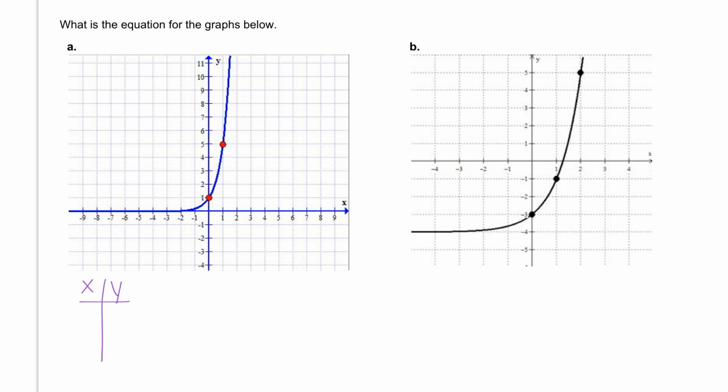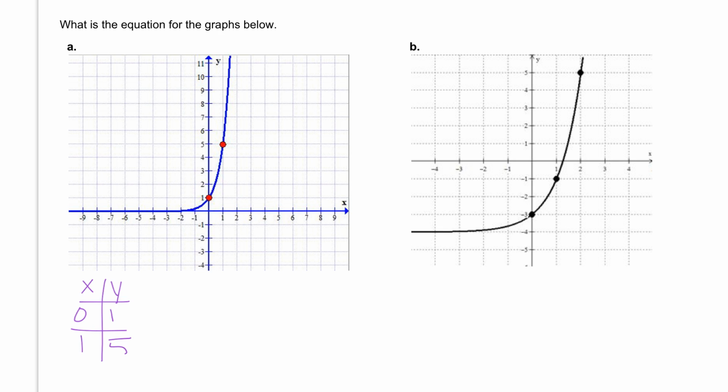As we create our table, we want to move from the left to the right. So we're going to take the points farthest to the left and then move to the right. They have to go in order. That's the important part, or your base is going to end up being incorrect. So the point farthest to the left is the point 0, 1. And then the next point that we have is the point 1, 5.